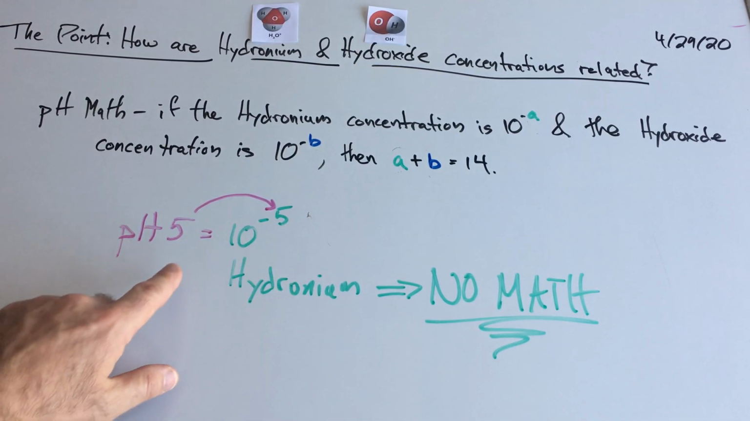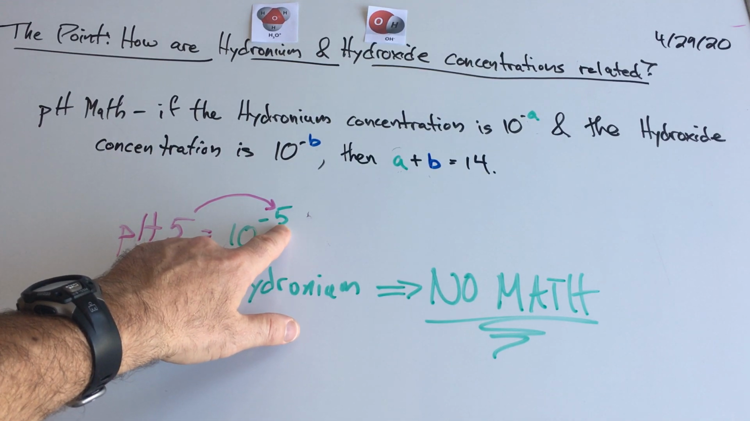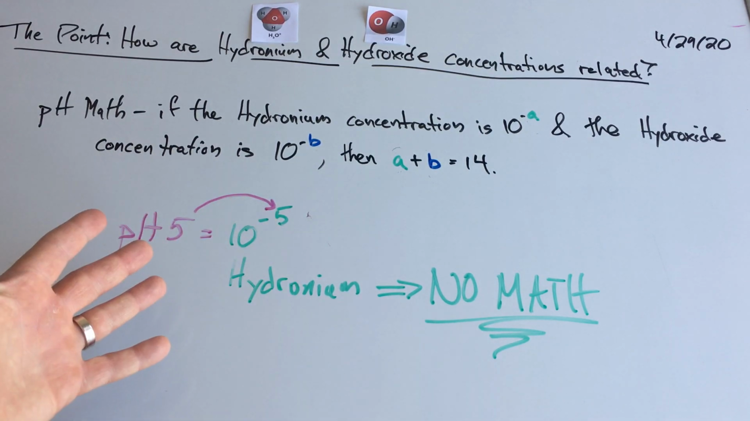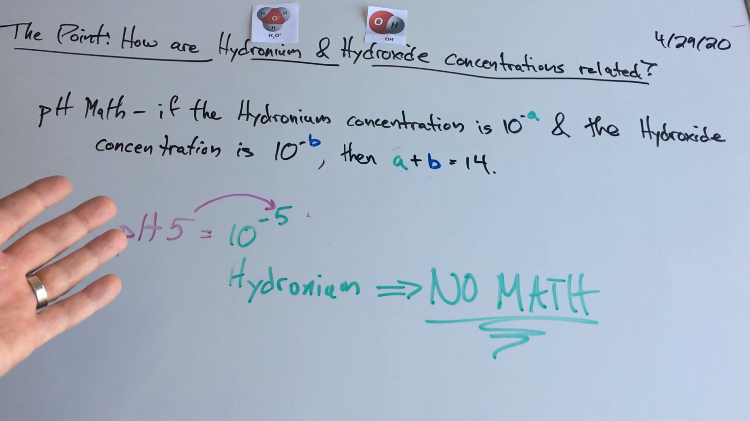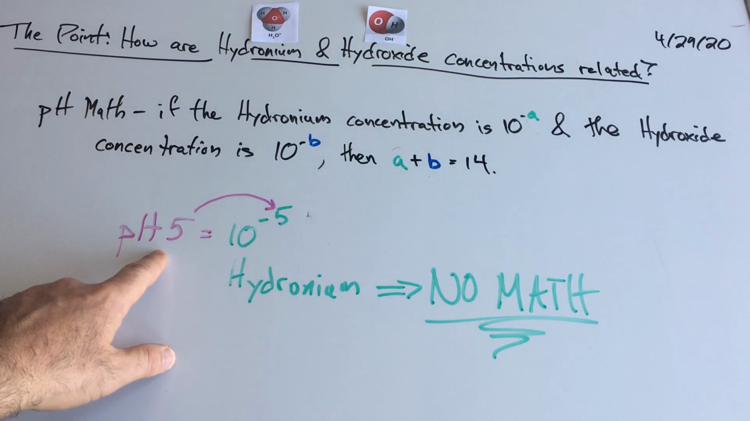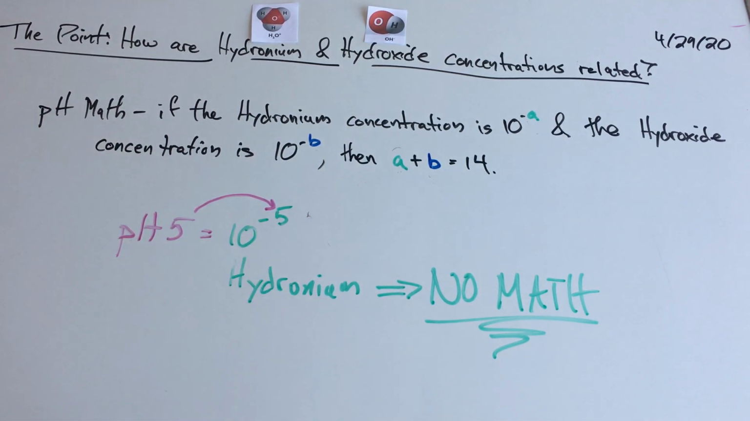None whatsoever. All you do is you take that number and you raise 10 to the negative of it. That's it. I'm not even going to make you calculate that. I'm not even going to make you find out that that's 1/100,000th. You don't even have to do that. You just have to tell me that if I give you a pH of 5, you have a hydronium concentration of 10 to the negative 5.